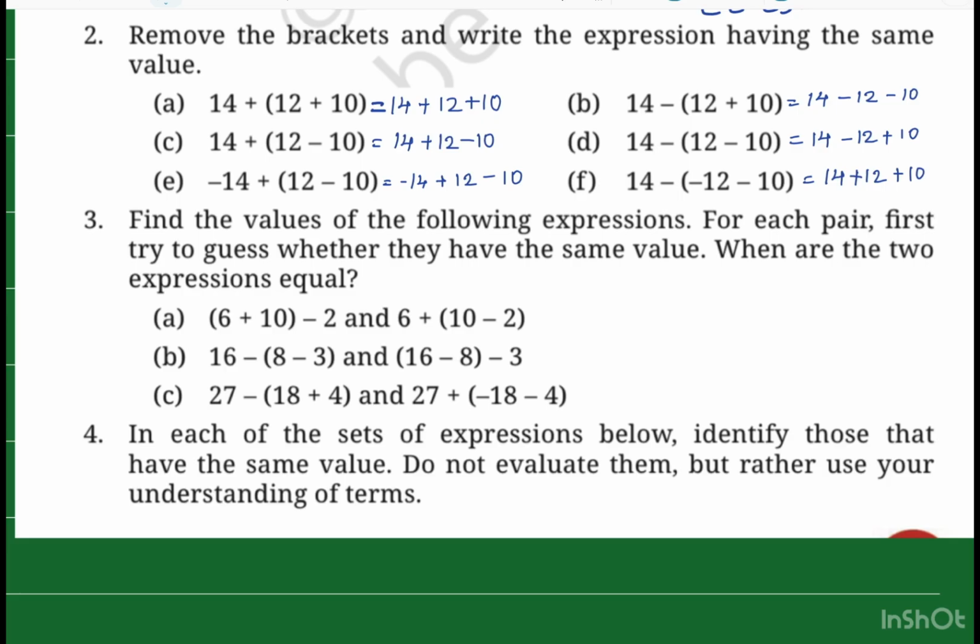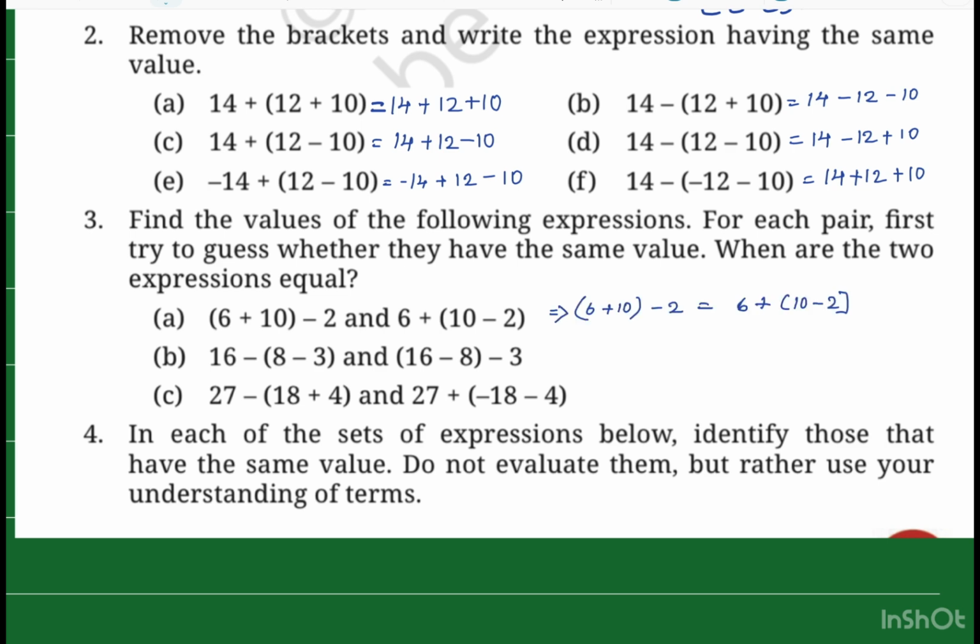When we solve the expressions, we get 6 plus 10 is 16. 16 minus 2 is 14. Here also 6 plus 10 minus 2 is 8, and 8 plus 6 is 14. So we can say that the two expressions are equal. The values are the same too.